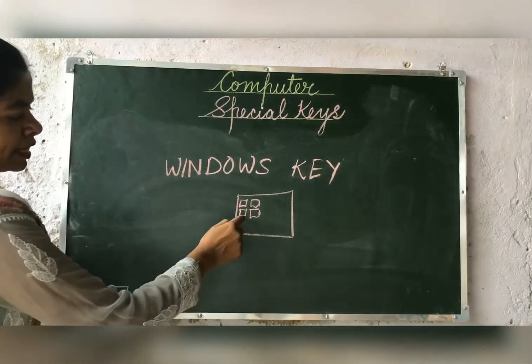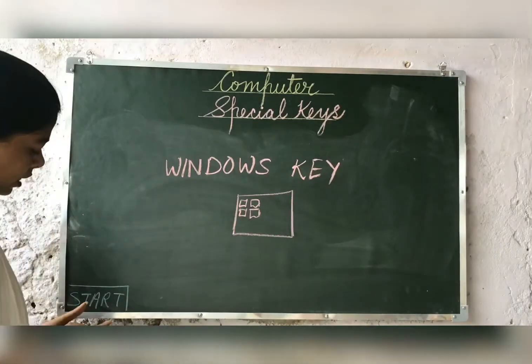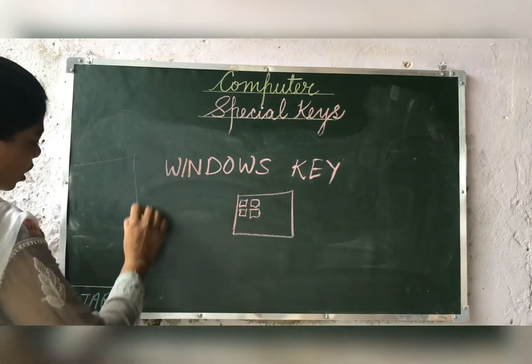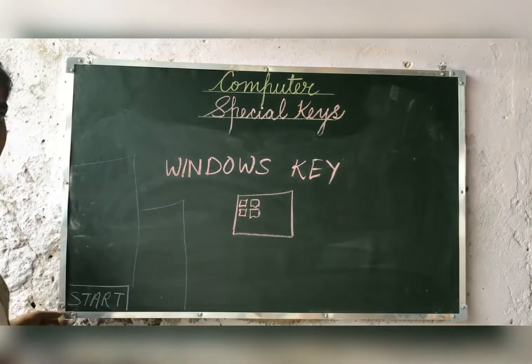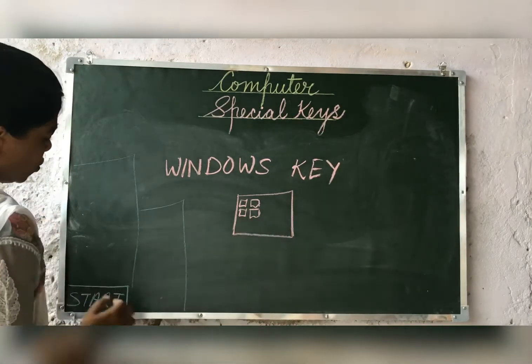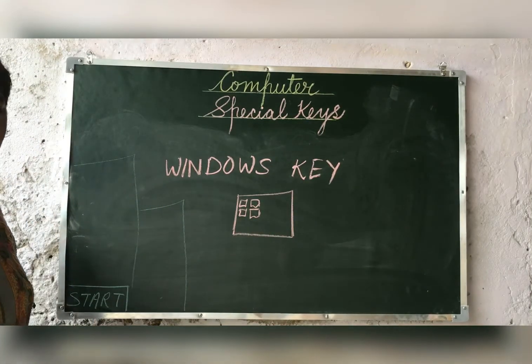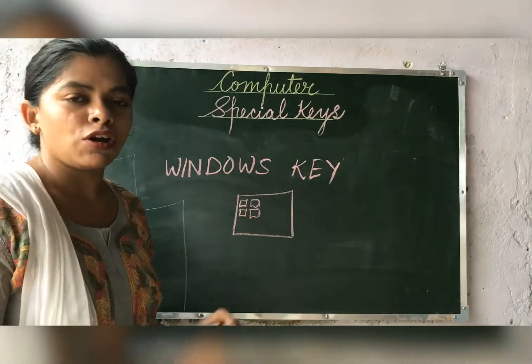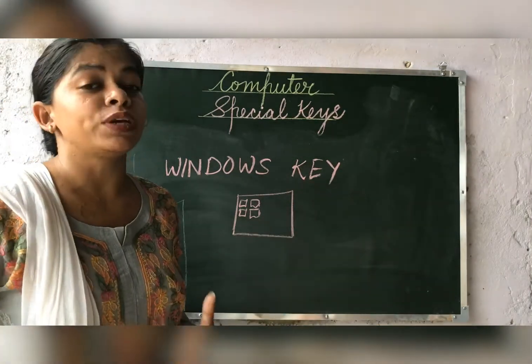So when you press the Windows key on the keyboard, the start menu opens on the computer screen. Okay, children, so this key is used to open the start menu on the computer screen. Now, children, along with this we use many more keys together.